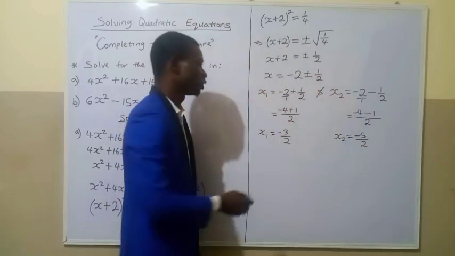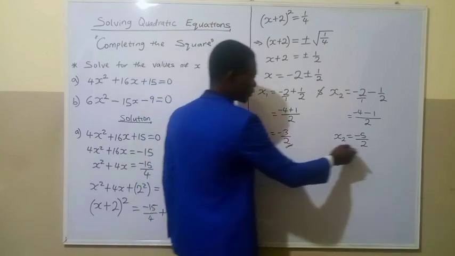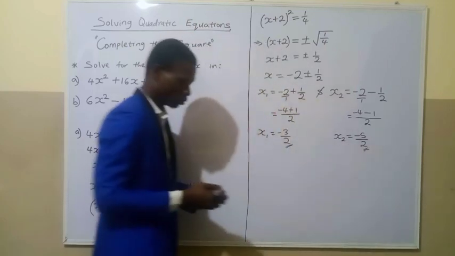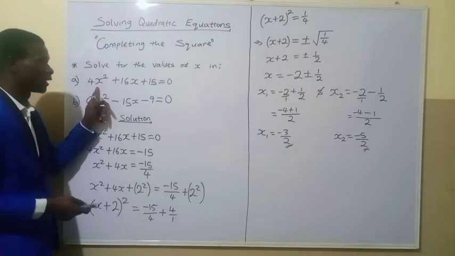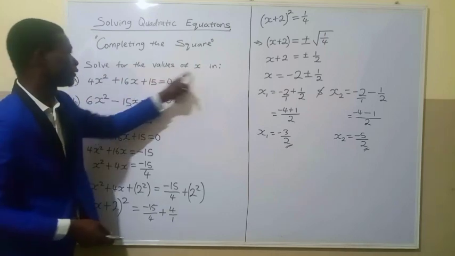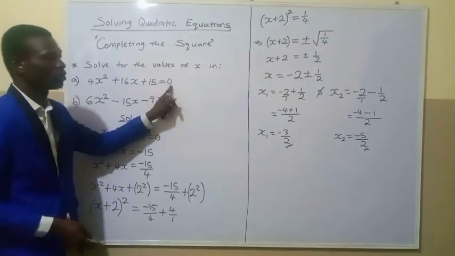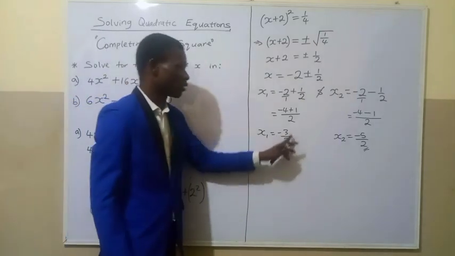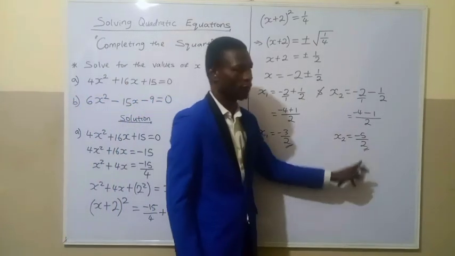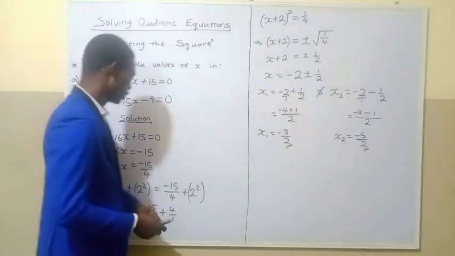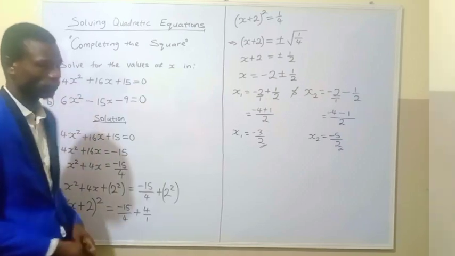So that is the solution, or those are the solutions to question letter A. The values of x for which this expression is equal to 0 are negative 3 over 2 and negative 5 over 2. So we'll proceed very quickly to question number 2.